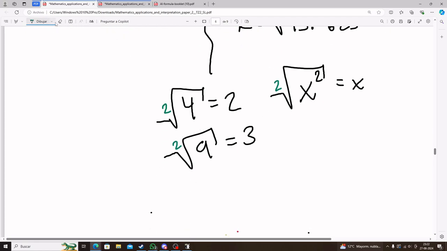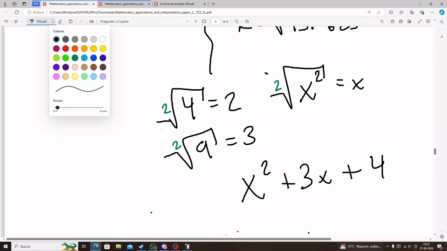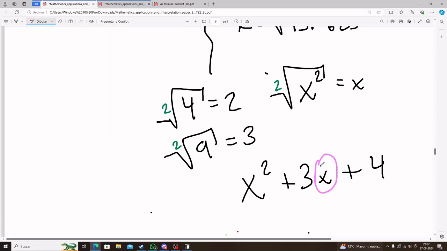And this happens a lot in math. See, it's a little bit like, I don't know, you have x squared plus 3x plus 4. Everyone knows that this x is to the power of 1, but we don't write it because it's redundant, because it's obvious. The same thing happens with square root.